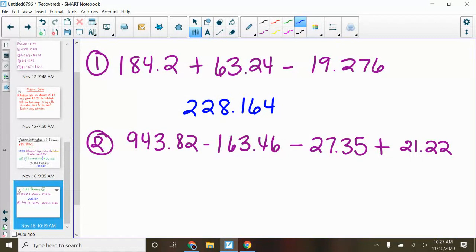For the bottom one, I gave you a lot of stuff to work, but you had to do some subtraction, then some more subtraction, and then some addition. And if you did everything in the right order, you ended with 774.23.